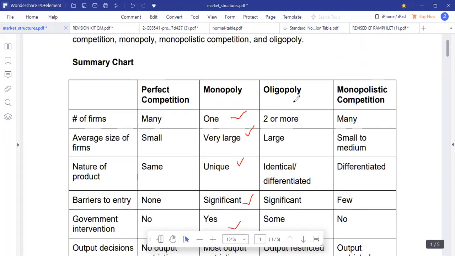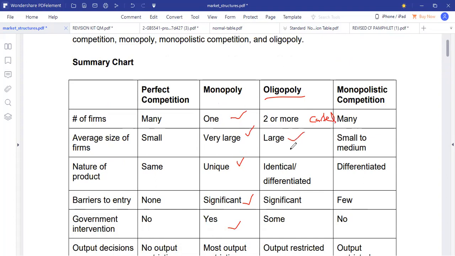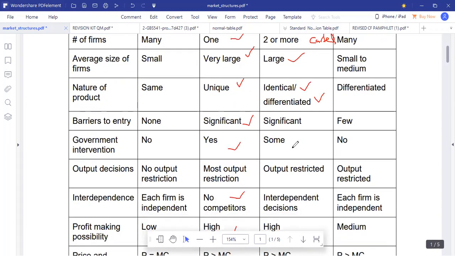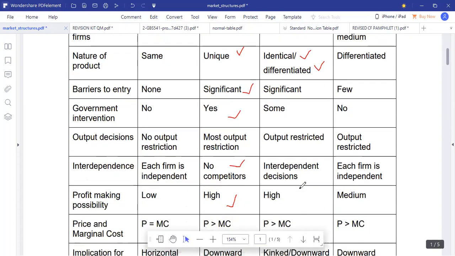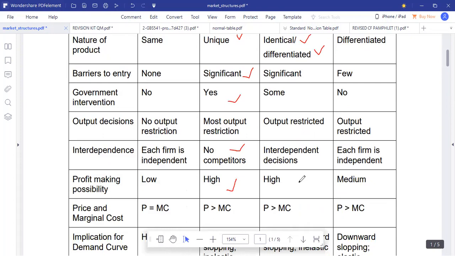Then we go to what is called an oligopoly. In an oligopoly, we have two or more firms which form what is called a cartel or collusion. Their size is relatively high, and they produce both identical and differentiated goods. The barriers to entry here are also heavy or significant. Government intervention is quite existent, and there's output restriction. Decisions here are interdependent. Good examples are OPEC countries, where they determine how much we produce to which country in what quantities.